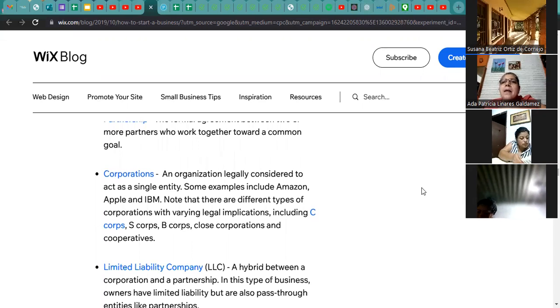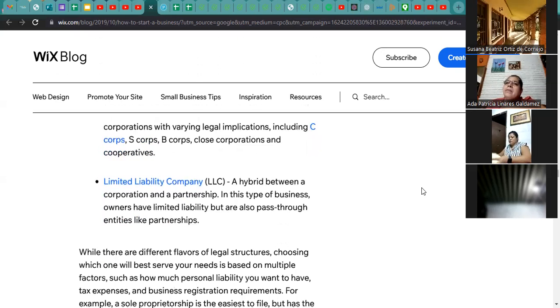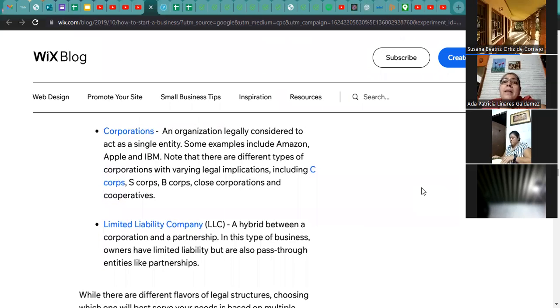Note that there are different types of corporation with varying legal implications, including C corps, S corps, B corps, closed corporation, and cooperative. And limited liability company, a hybrid between a corporation and a partnership. Owners have limited liability, but are also pass-through entities like a partnership.